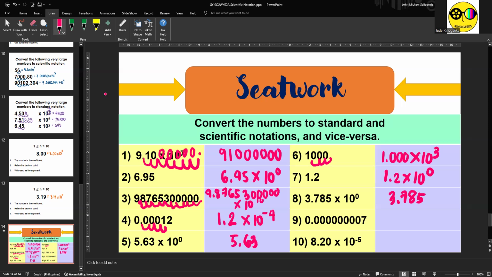Okay? Number 9 is 0.000000007. You have to place a decimal point right after 7. 1, 2, 3, 4, 5, 6, 7, 8, 9. 9 times, giving us a scientific notation of 7 times 10 raised to negative 9.